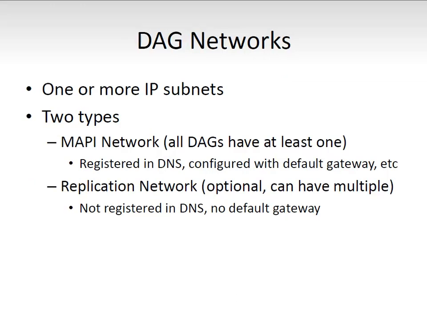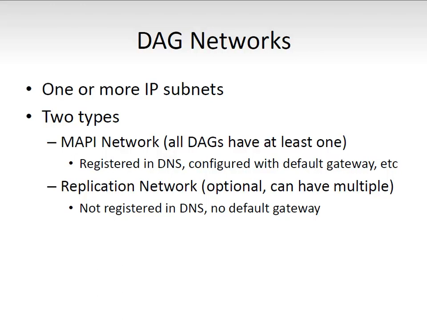We're also going to be configuring DAG networks. Now, a DAG network consists of one or more IP subnets that are connected to the mailbox servers that are members of that DAG. There are two types of DAG networks. The first is the MAPI network, and all DAGs have at least one of these. You might think of this network as the production or the client-facing network. Its IP addresses are registered in DNS, the interfaces are configured with default gateways, and other client settings that you'd normally see on a network interface connected to your production network.